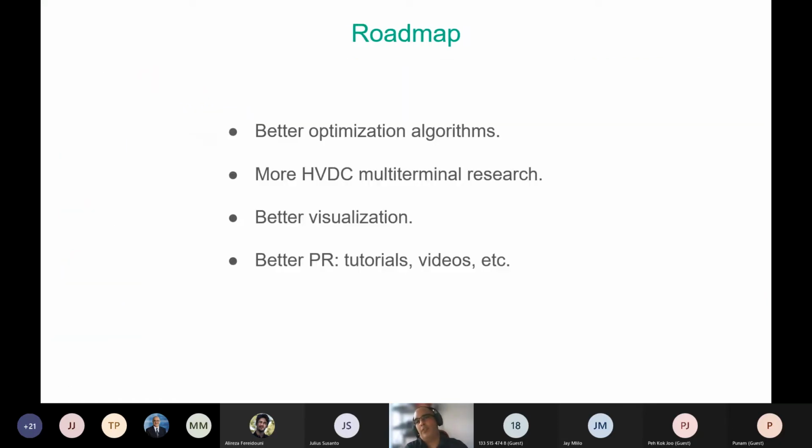A bit of the roadmap is this is what I'm planning for 2022 and beyond, which is better optimization algorithms, more HPDC multi-terminal research, better visualization, try to take as much as possible from the data science community, and of course, better public relations like tutorials, videos. This talk, for instance, is a part of that.